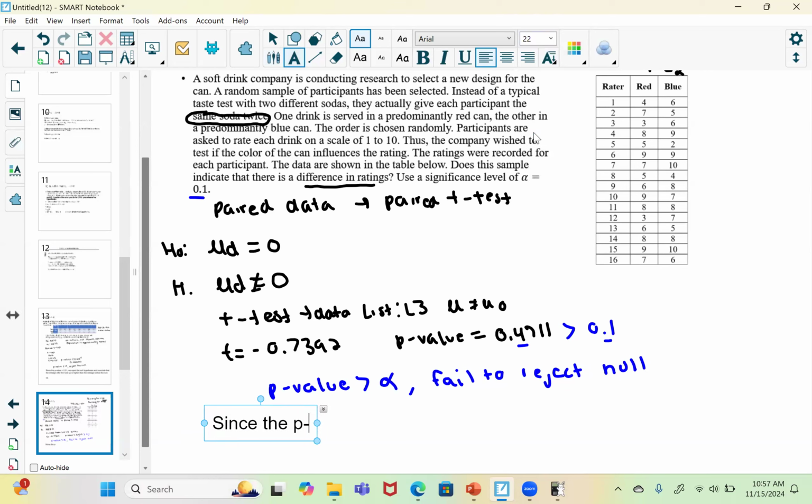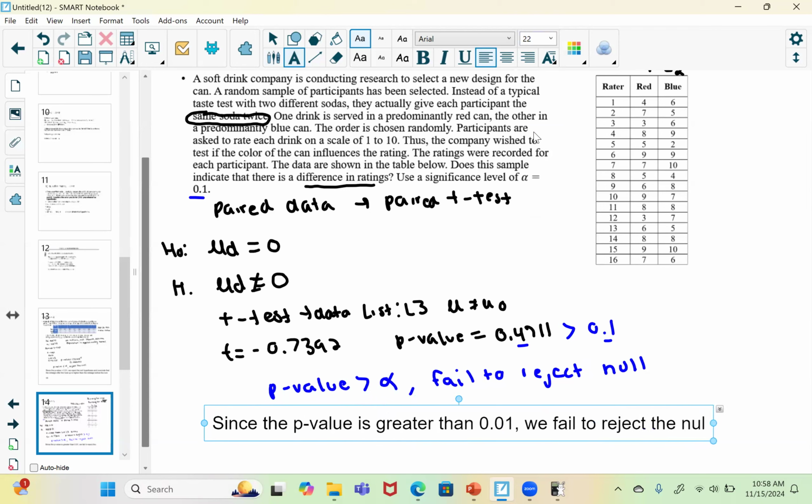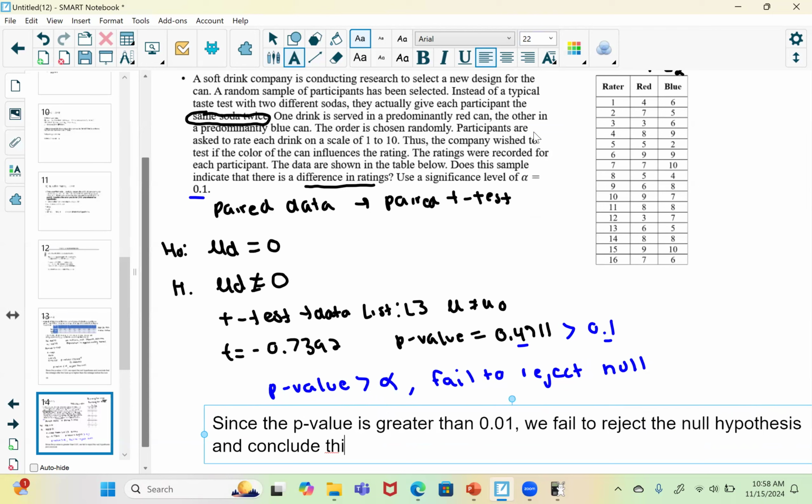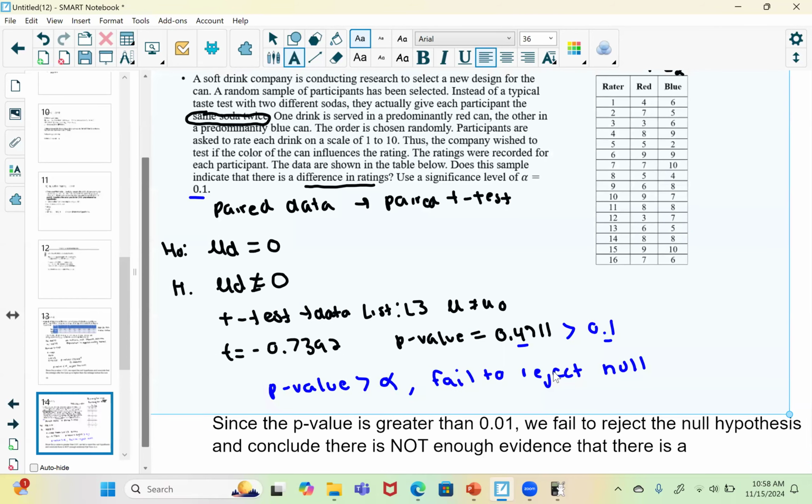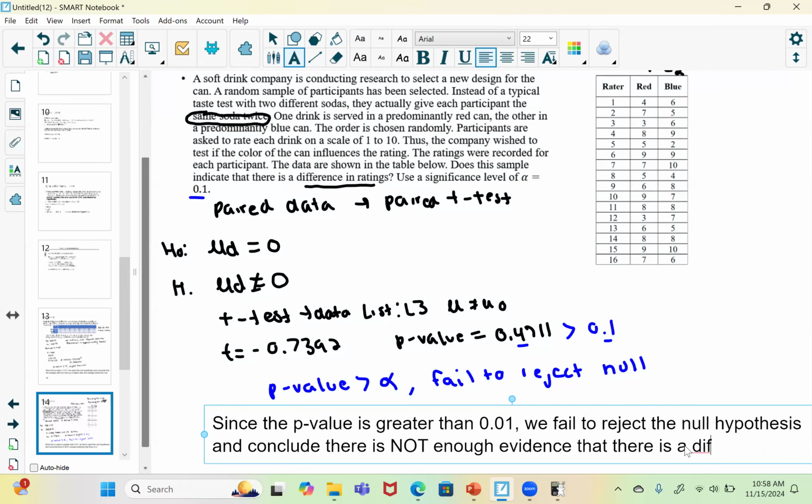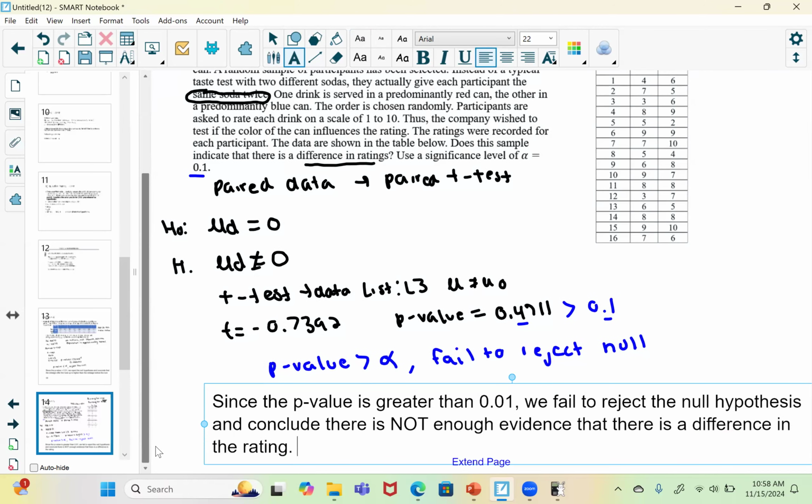So since the p-value is greater than 0.01, we fail to reject the null hypothesis and conclude there is not enough evidence, because we're talking about the alternative, that there is, and the question was, is there a difference in the rating? So there's not enough evidence there is a difference in the rating. And that was our alternative check. Make sure it matches. Our alternative was it does not equal 0. What's its difference? Okay. So we'll practice kind of the other ones in class, but that gives you an introduction to the paired t-test.